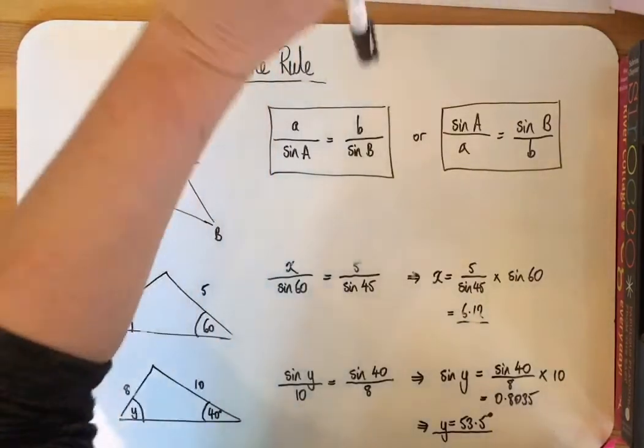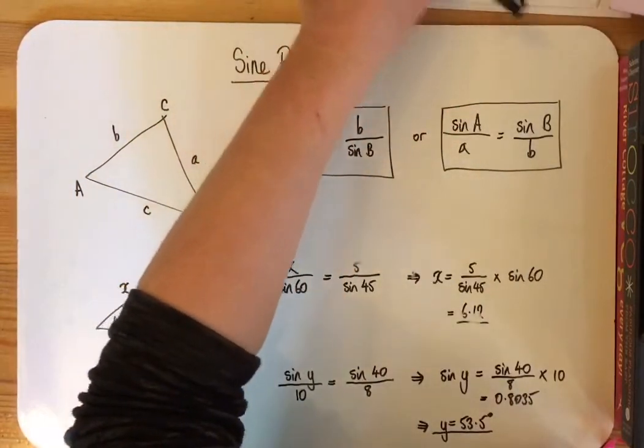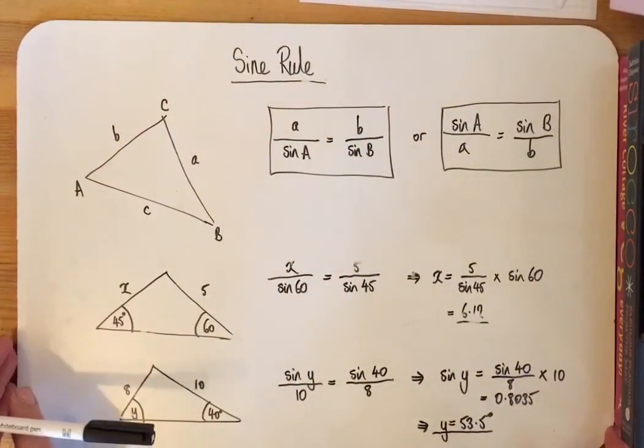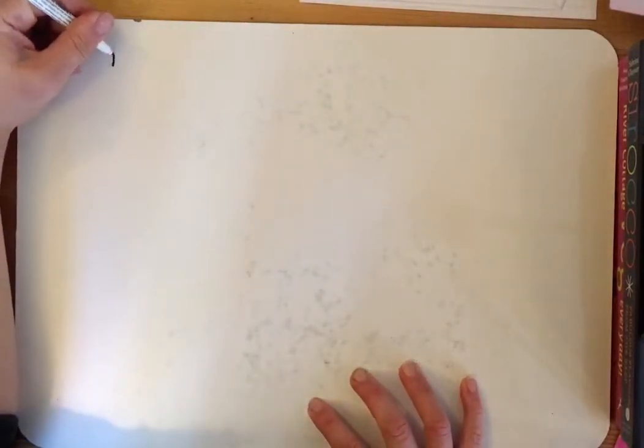You should also be aware of the ambiguous case of the sine rule. I'm hoping my recording won't run out of space. I think we'll be okay. Right, so the ambiguous case of the sine rule.